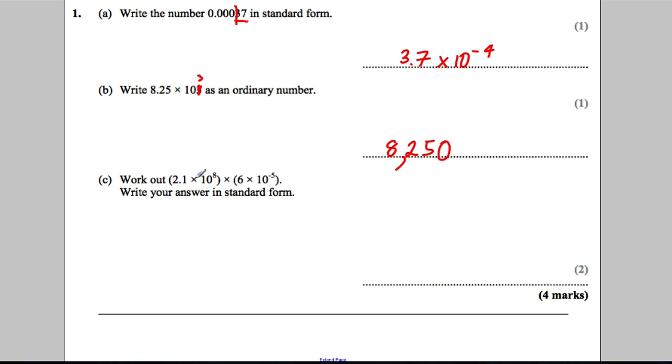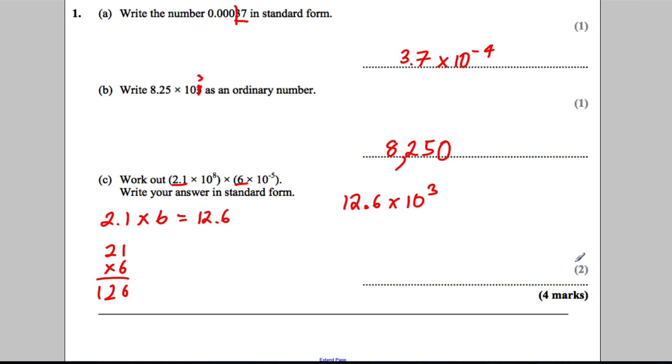So what we do is we're going to multiply the numbers. 2.1 multiplied by 6. If you're not sure, just do 21 multiplied by 6. 6 times 1 is 6. 6 times 2 is 12. 126. And so 2.1 multiplied by 6 must be 12.6, 10 times smaller. So that multiplied by that is going to be 12.6 times 10 to the power. We're multiplying, so we're adding these. 8 add negative 5. You've got 8 and you combine it with negative 5, you get positive 3.